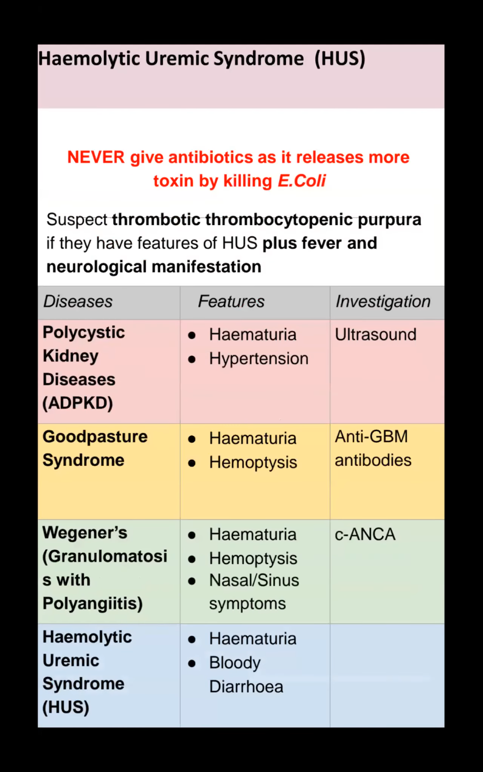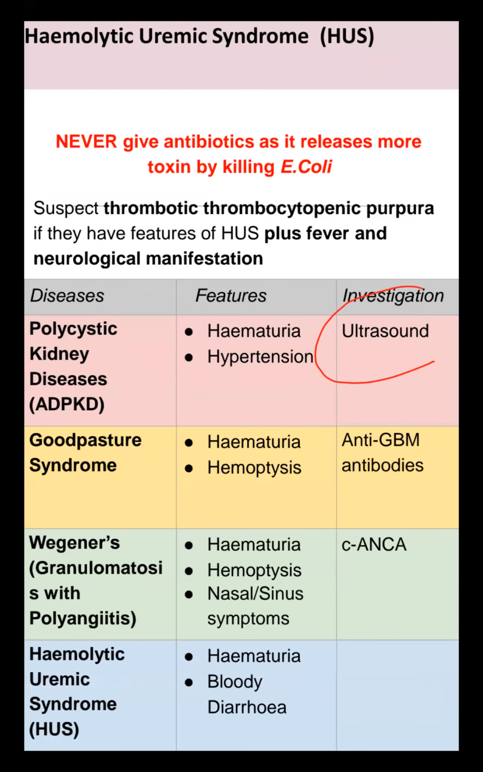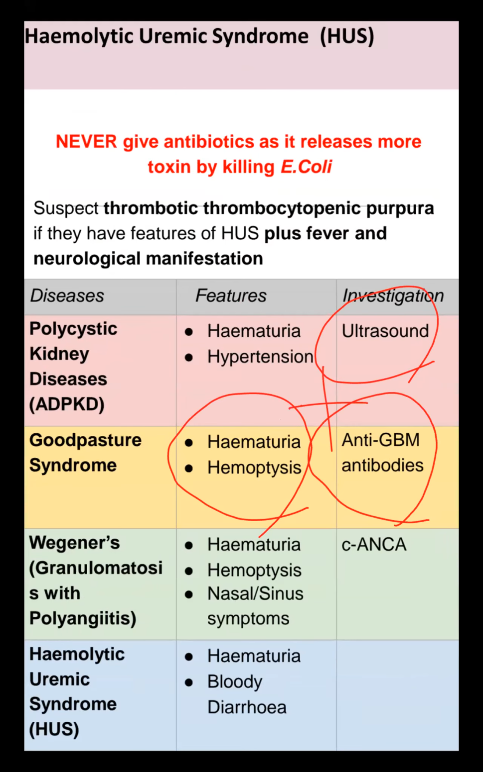Polycystic kidney disease: we see hematuria and hypertension, so we have to do an ultrasound. Goodpasture syndrome: hematuria and hemoptysis, so we have to do anti-GBM antibody, which is very important. We have to remember this strongly. Wegener's granulomatosis will be c-ANCA. Hemolytic uremic syndrome: hematuria, bloody diarrhea.